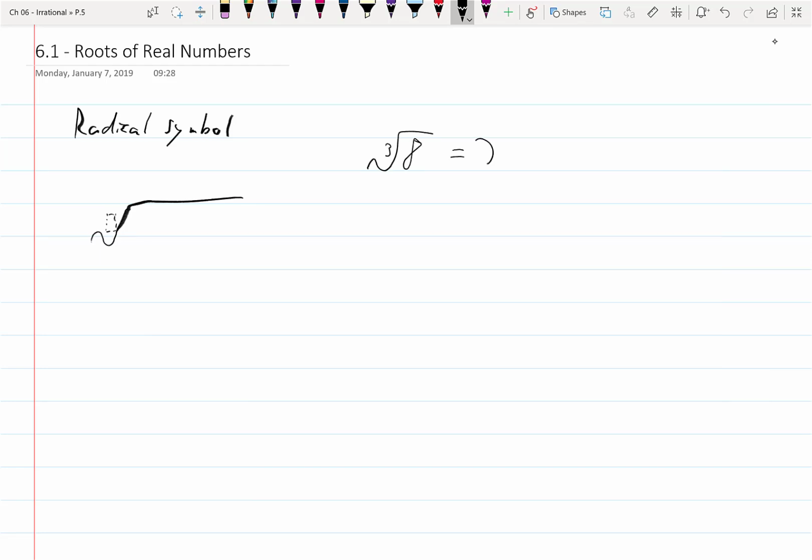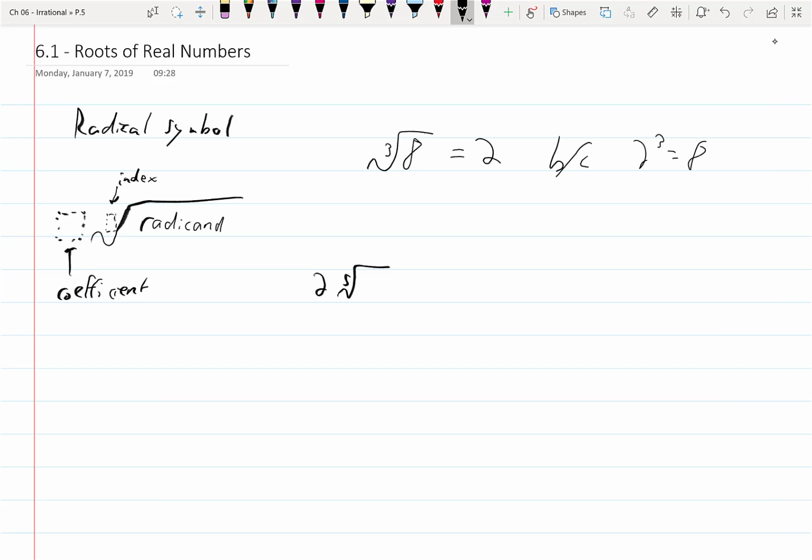For instance, the third root of 8 is 2, because 2 cubed is equal to 8. This little box right here is called the index. It tells you what root you're taking. The thing inside is called the radicand. And oftentimes you talk about an invisible or maybe very visible coefficient sitting in front of it. So if I have something like 2 times the fifth root of 3, we have a coefficient of 2, an index of 5, and a radicand of 3.